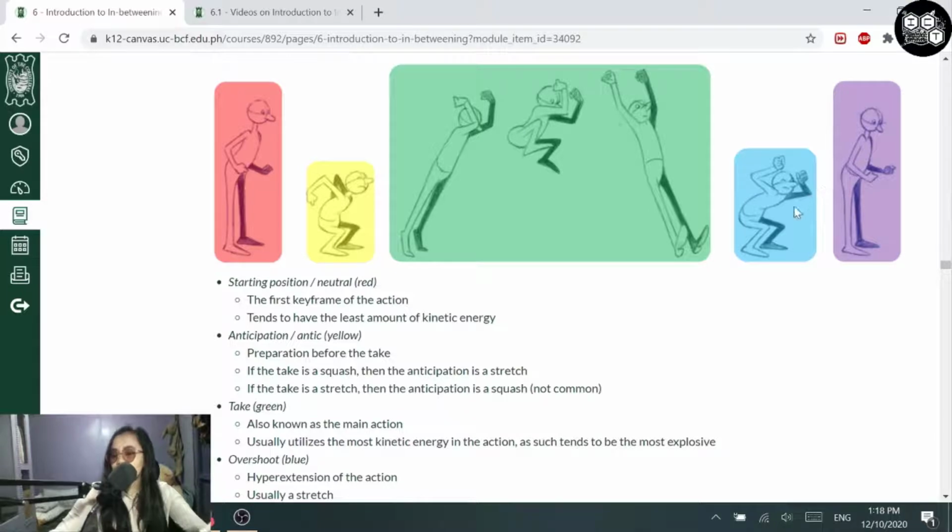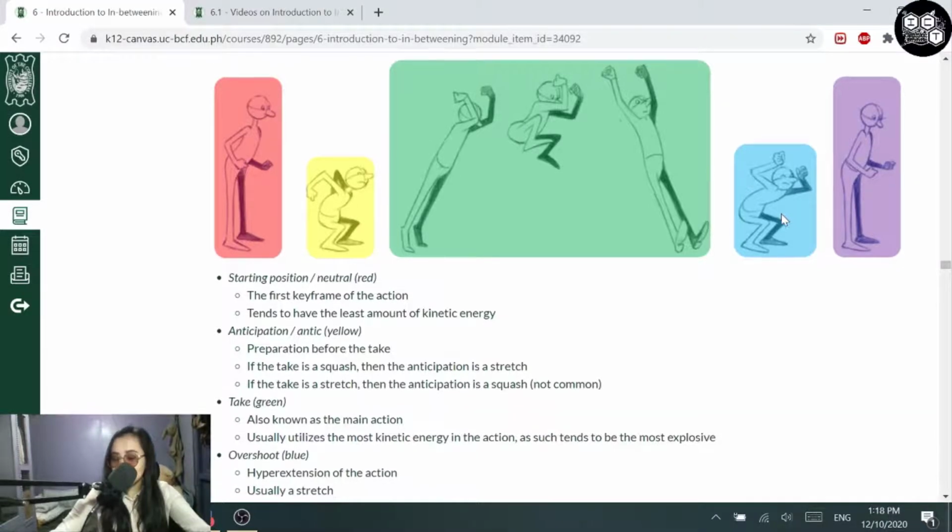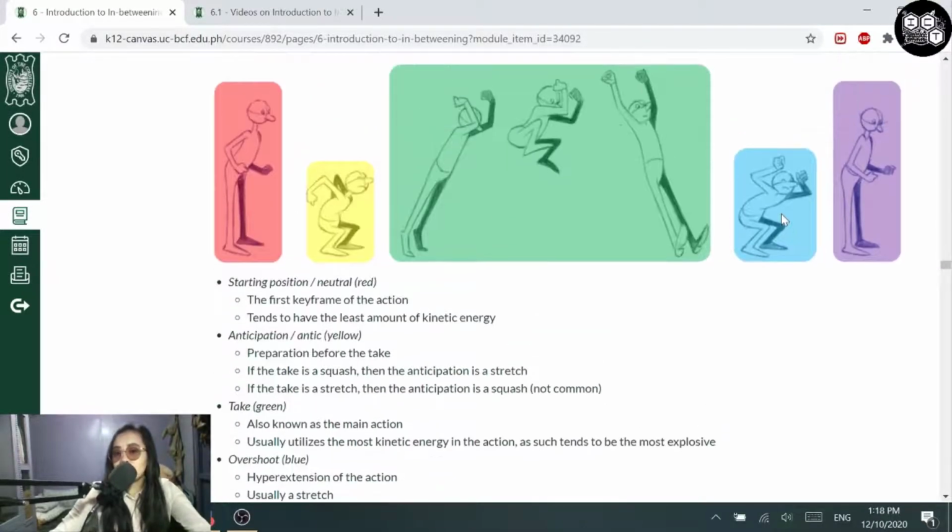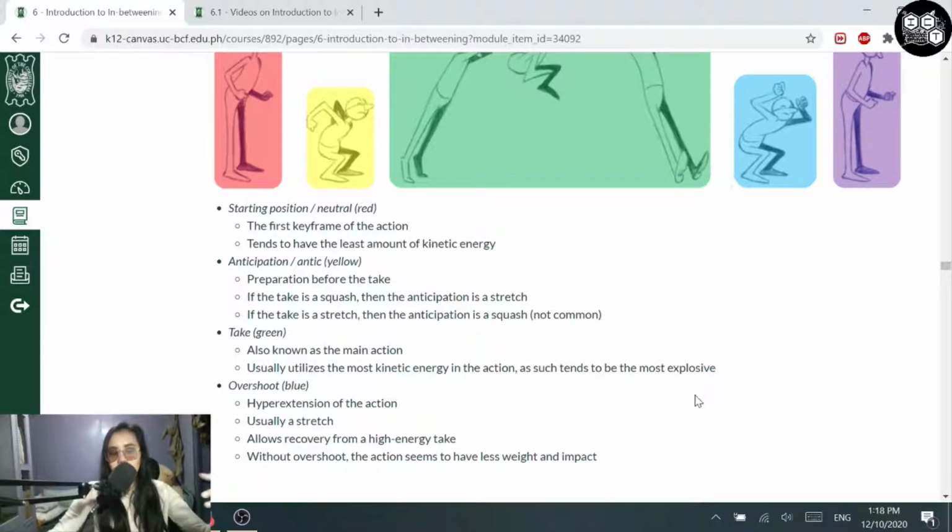Usually your overshoot is a hyperextension of the action. So how much you've extended in terms of the anticipation, you should extend a lot more later on when you're doing overshoot. So overshoot is a hyperextension of the action. This is usually a stretch much more than the normal anticipation that we have. And the main purpose of the overshoot is to allow recovery from a high energy take.